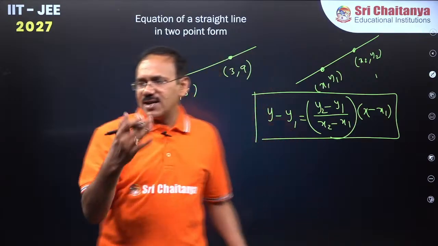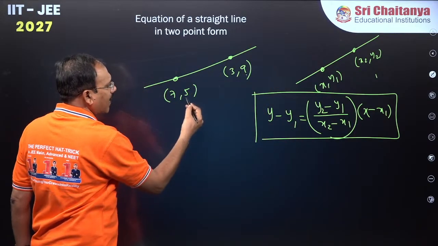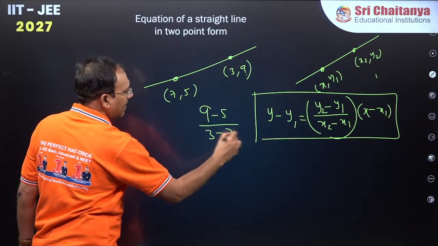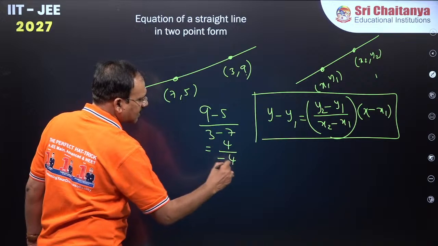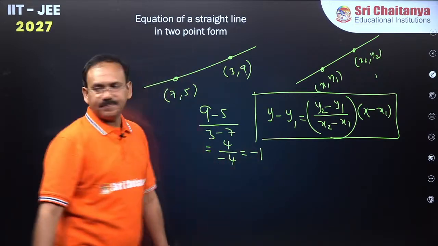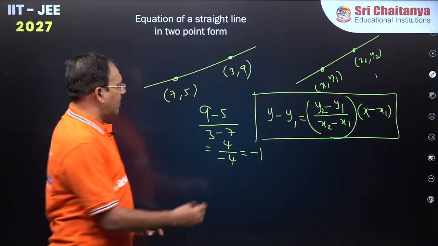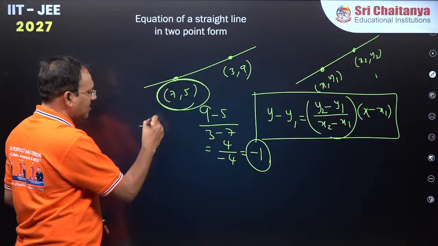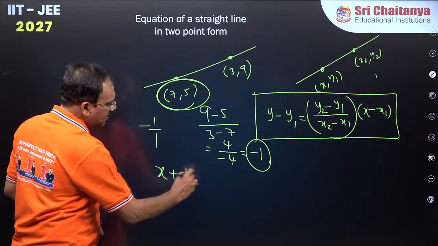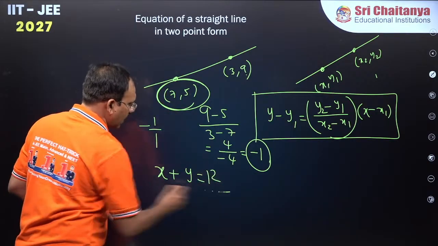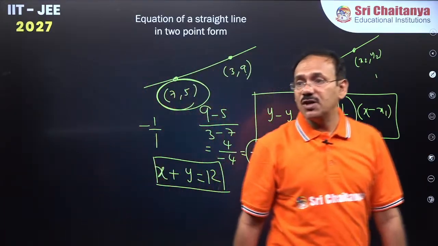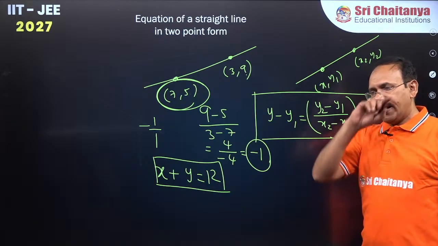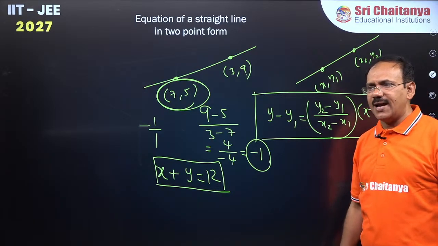The shortcut is, first you find the slope: y2 minus y1, 9 minus 5, by x2 minus x1, 3 minus 7, that is 4 by minus 4, which is minus 1. If the slope is minus 1, use one of the points. How to apply the previous shortcut? This is the x coefficient, this is the y coefficient, substitute, this is 12. x plus y is equal to 12 is the equation of the line, guys. Clear everyone?